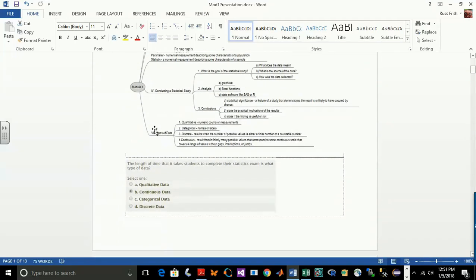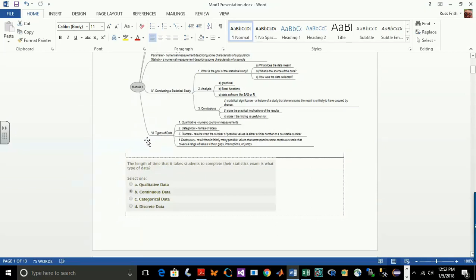Types of data. There are at least 4 types of data in statistical analysis. Quantitative data consists of numeric counts or measurements. Categorical data consists of names or labels. Discrete data results when the number of possible values is either a finite number or a countable number. In general, discrete data are whole numbers bigger than 0.